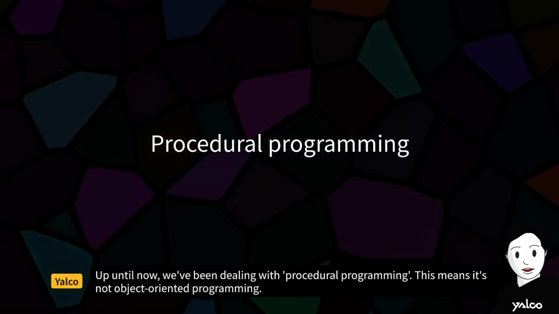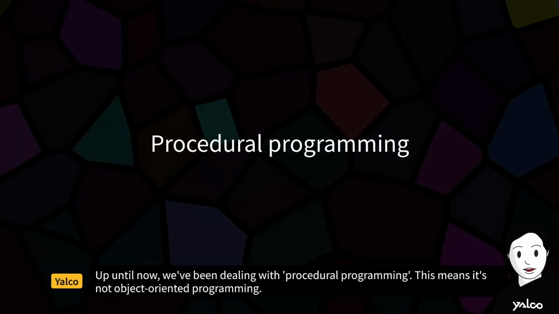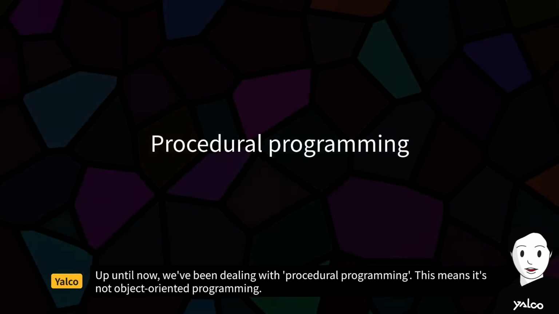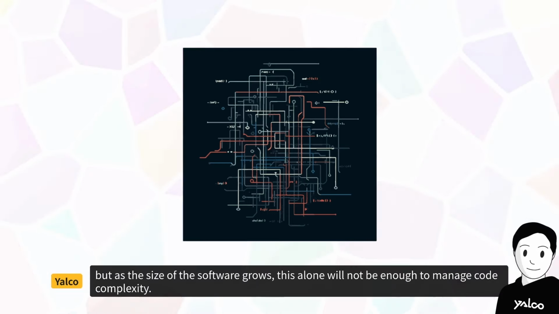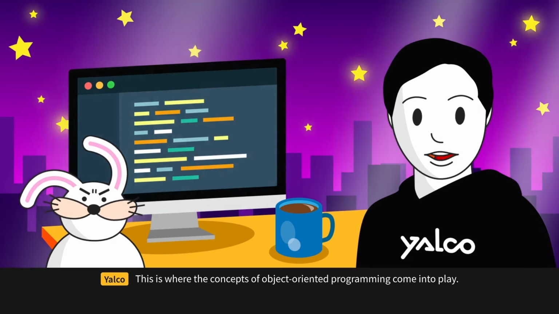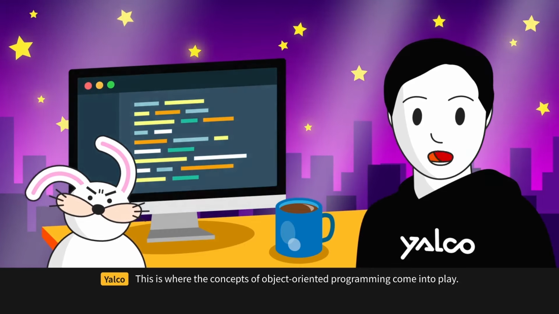Up until now, we've been dealing with procedural programming. This means it's not object-oriented programming. We have improved the reusability and efficiency of our code with functions. But as the size of the software grows, this alone will not be enough to manage code complexity. This is where the concepts of object-oriented programming come into play.